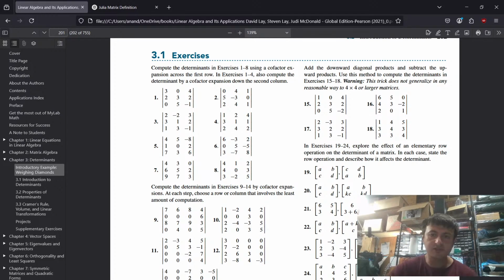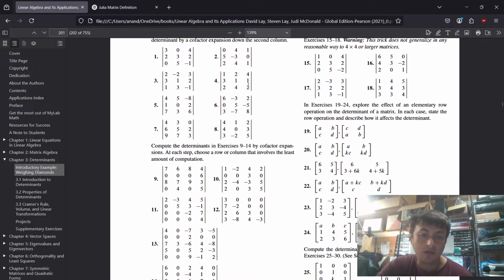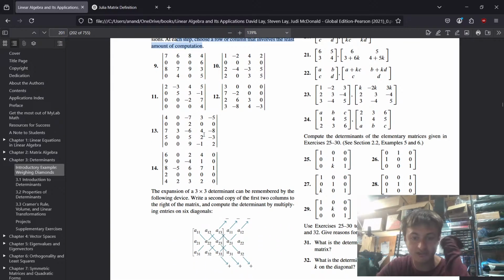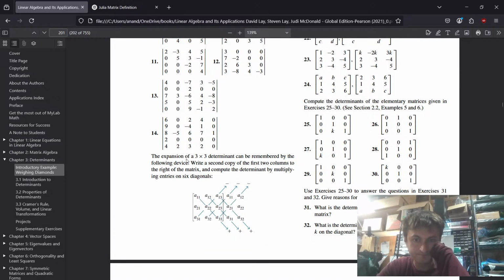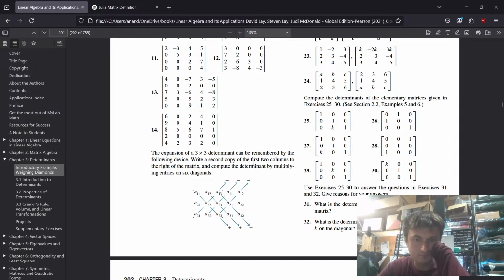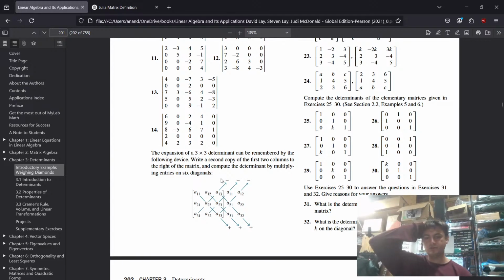All right, compute the determinants using a cofactor expansion across the first row. Also compute the cofactor down the second column. Compute the determinants by cofactors. At each step, choose a row or column that involves the least amount of computation. Oh man, it's a lot of just computation.